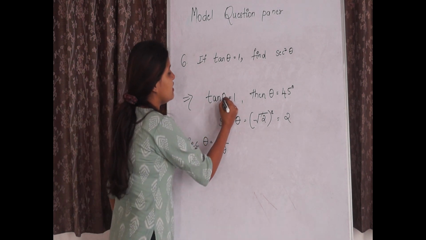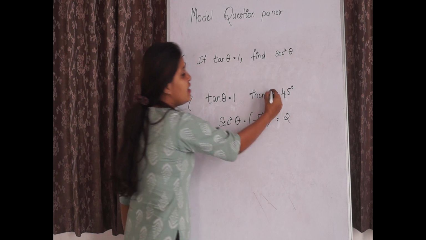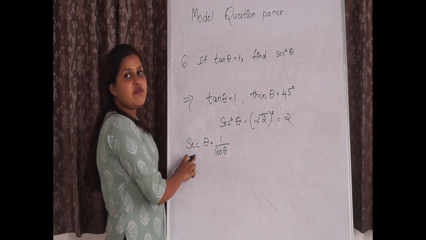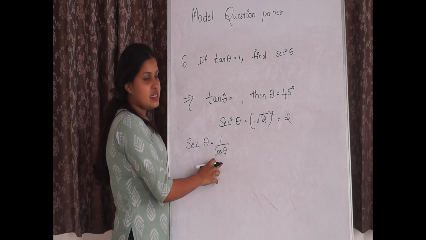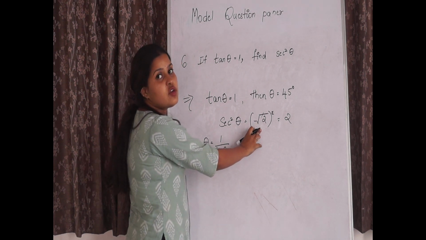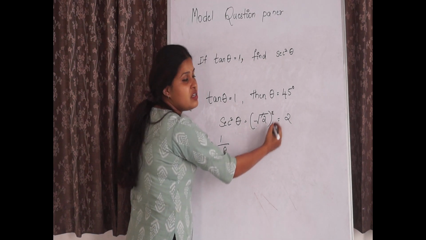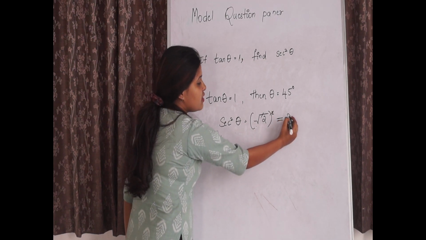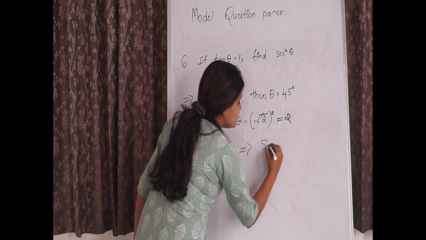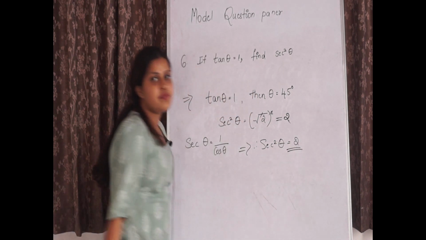If tan theta is equal to 1, then find the value of sec square theta. If tan theta is equal to 1, then theta is 45 degrees. Sec theta is 1 by cos theta, so sec square theta is equal to (square root of 2) the whole square. The answer will be 2. Hence sec square theta is equal to 2.